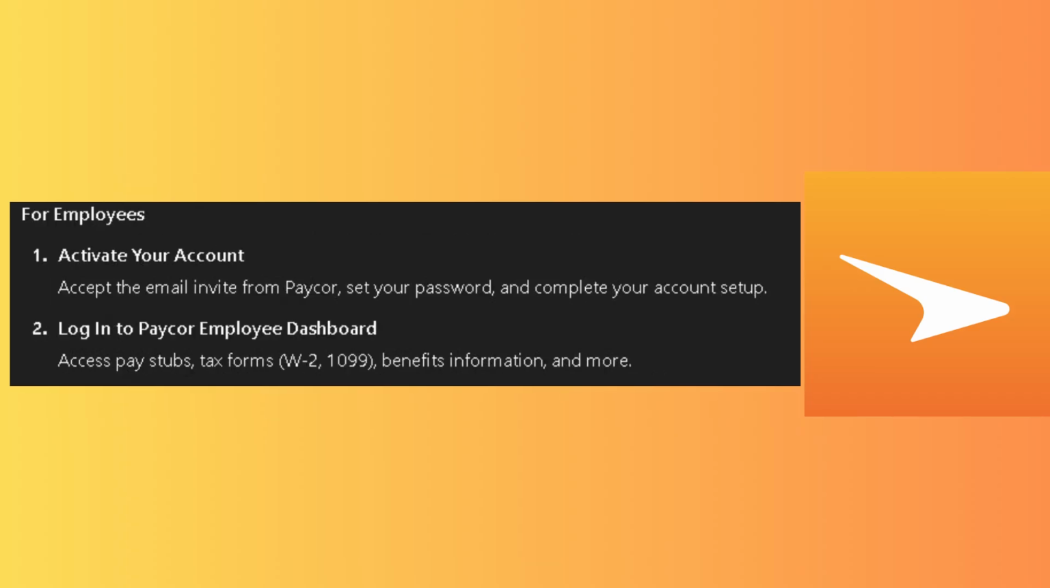For employees, first, activate your account. Accept the email invite from Paycor. Set up your password and complete your account process. Log into your Paycor employee dashboard to access your pay stubs, tax forms, benefit information and more.